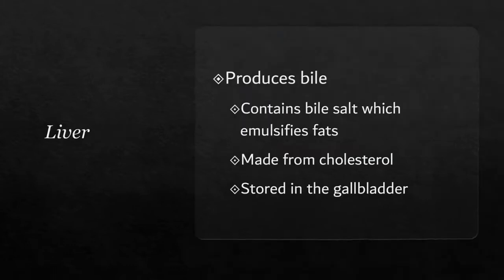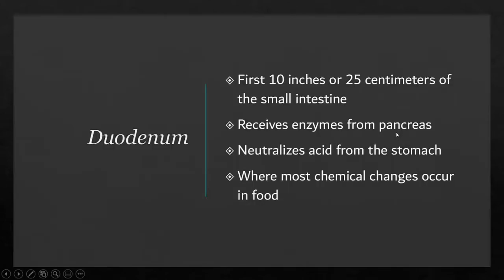The liver produces bile. Bile contains bile salts, which emulsify fats. It is made from cholesterol and stored in the gallbladder. The duodenum is the first 10 inches or 25 centimeters of the small intestine. This is where the small intestine receives enzymes from the pancreas. The duodenum also neutralizes acids from the stomach, where most chemical changes occur in food.